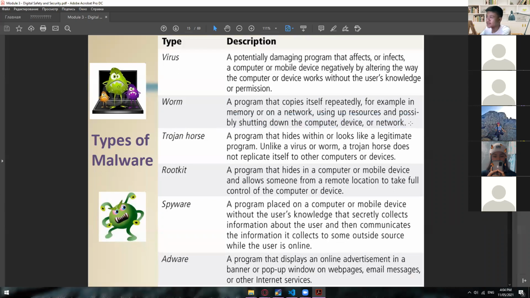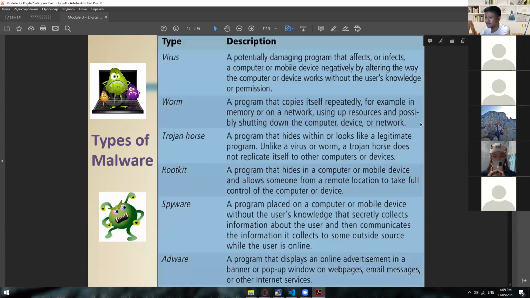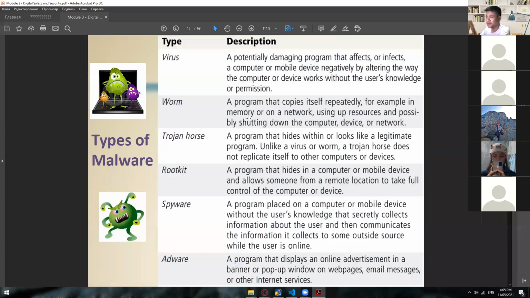So you cannot feel this one if you have a very powerful computer. But if you have a potato computer, then you will feel this one as soon as you get this kind of malware. Anyway, let's proceed with the Trojan horse. We could say that this is one of the dangerous malware that you can have on your computer.